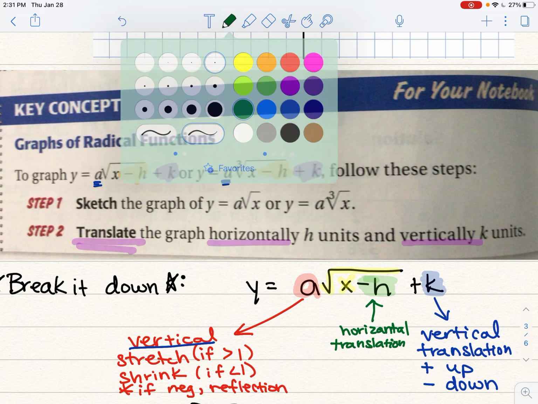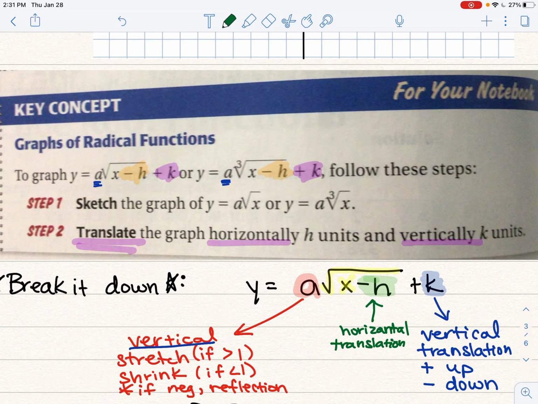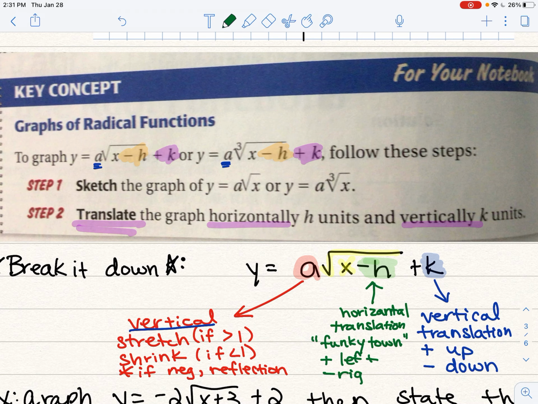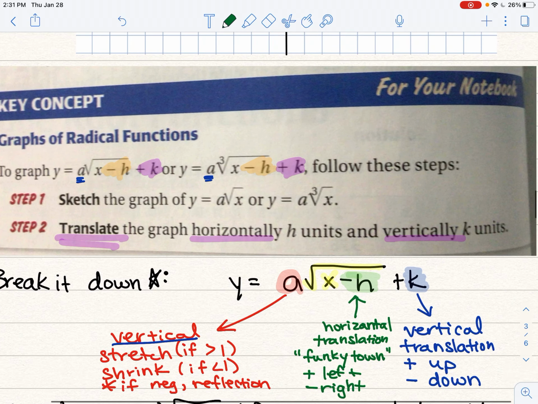So inside here in funky town, if you see minus h, you think, oh, well, it's got to be left. You're wrong. It's going to go to the right, actually. So remember that this is funky town. And if it's positive, you're actually going to be going to the, excuse me, I wrote it the wrong way, to the left. And if it's negative, you're going to be going to the right by that many.